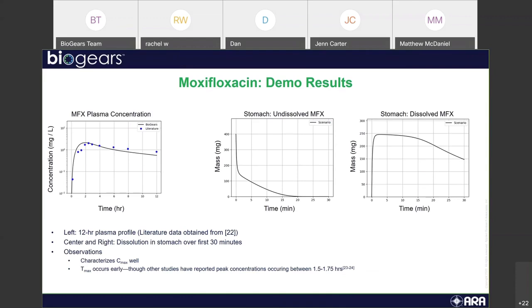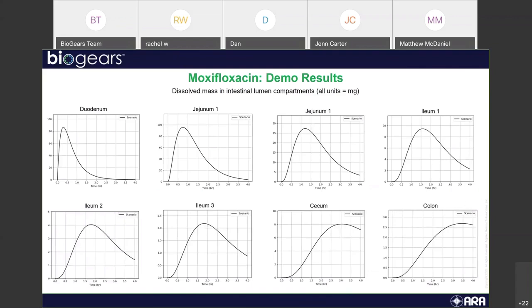And then again, on the next slide, this is the transport of the drug through the lumen of the small intestine. So from the compartment of the duodenum, which is right below the stomach, all the way through to the colon. You can see that we have this peak travels further along in time as the drug moves down the small intestine and into the large intestine. And eventually you get some relatively small masses, peaks at 8 grams, 2.5 grams, because once you get that far down, most of the drug has been absorbed up to that point.